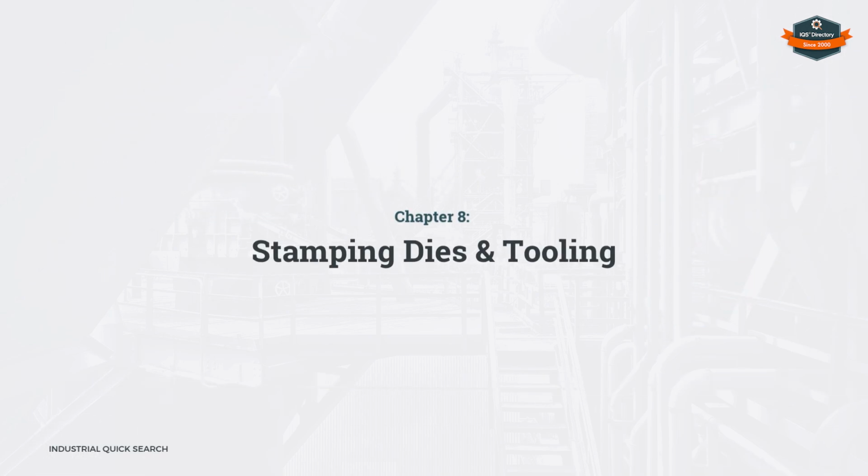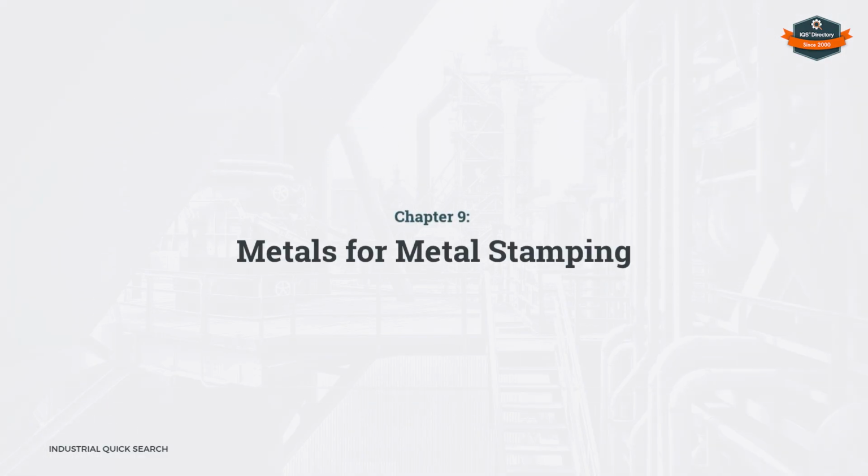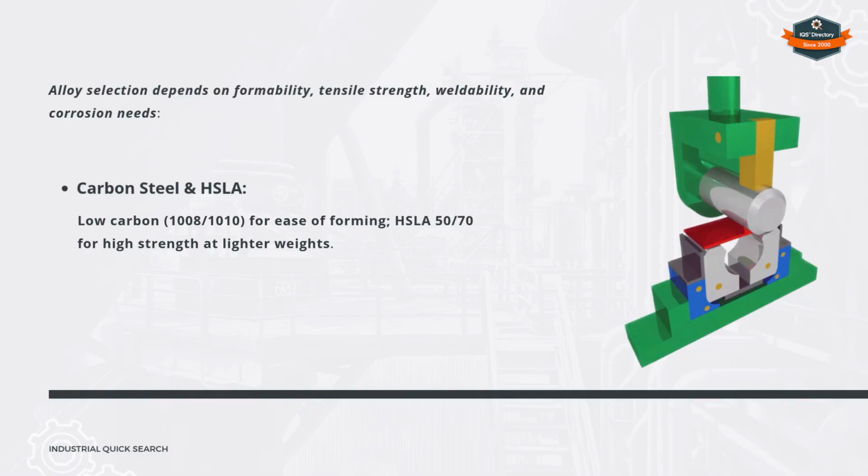Chapter 8. Stamping dies and tooling. Chapter 9. Metals for metal stamping. Alloy selection depends on formability, tensile strength, weldability, and corrosion needs.